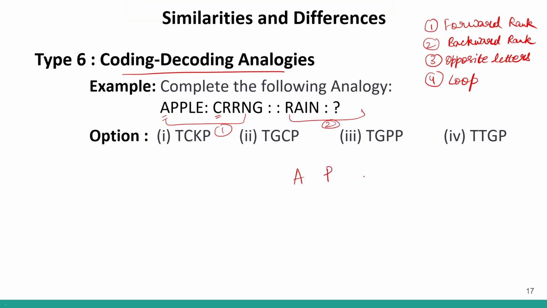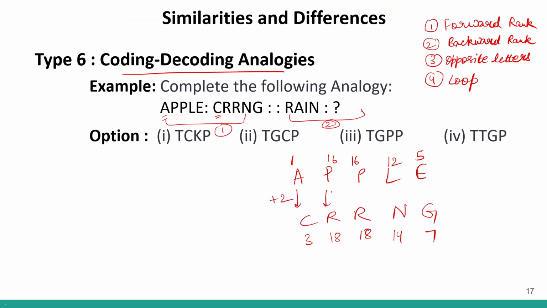Now, let us start simply by writing apple, and this is coded as something like this. If we look at the ranks, A is 1, P is 16, L is ranked at 12, and E is ranked at 5. Similarly, C is ranked at 3, R is ranked at 18, N is ranked at 14, and G is ranked at 7. So this we know. Clearly from here, I can see there's a +2 position. Here also +2. Here also +2. Here also +2. And in this word also, we have moved 2 positions forward.